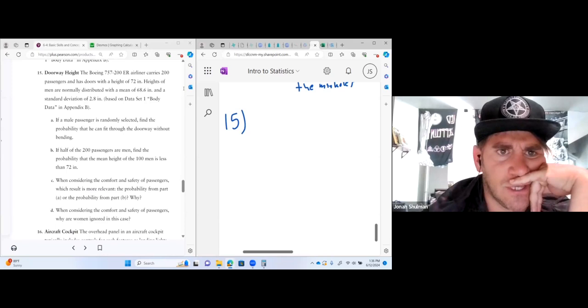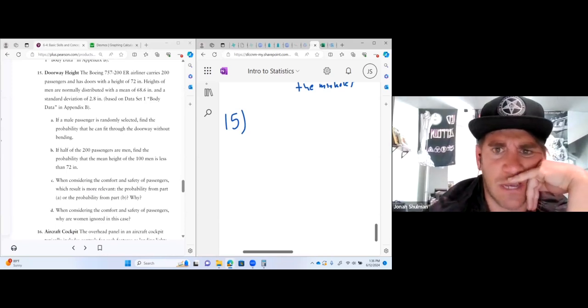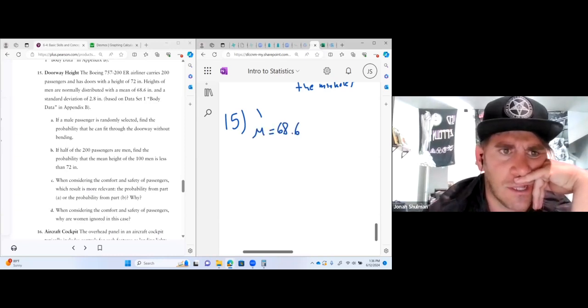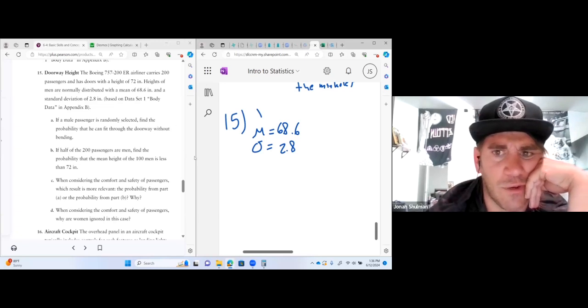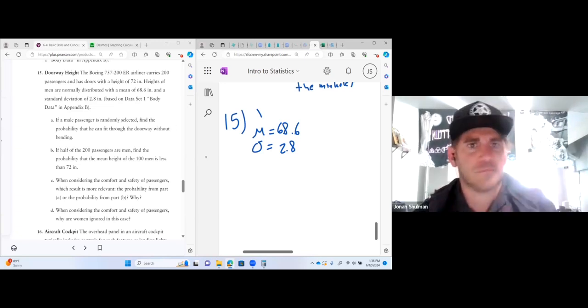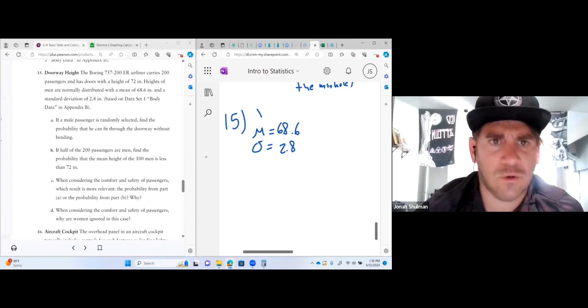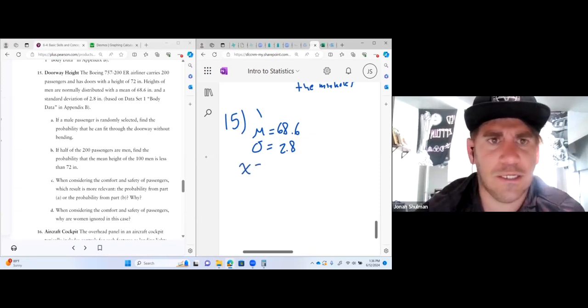The plane carries 200 passengers and has a door height of 72 inches. Heights of men are normally distributed with a mean of the population of 68.6 and a standard deviation of 2.8. For a passenger selected, what is the probability he can fit through the doorway without bending? The door height is our x. Our door height is 72.